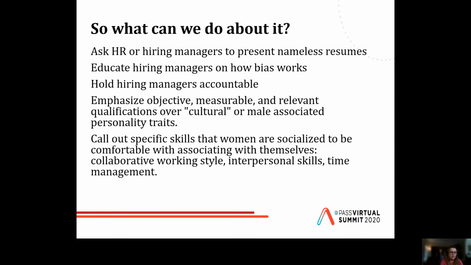When you list a job, emphasize objective, measurable, and relevant qualifications over cultural or male-associated personality traits. I had a recruiter many years ago continue to reach out to me about this job. And he kept describing how fun the atmosphere was, and there are foosball tables and a pool table, and they have a bar inside, and on Fridays after work they all have beer together.